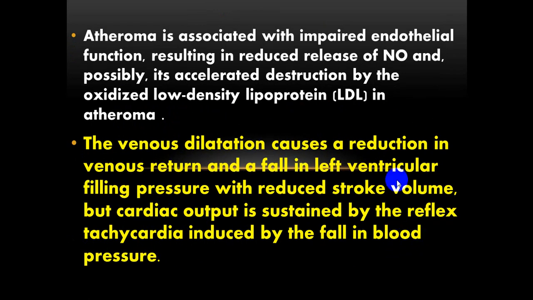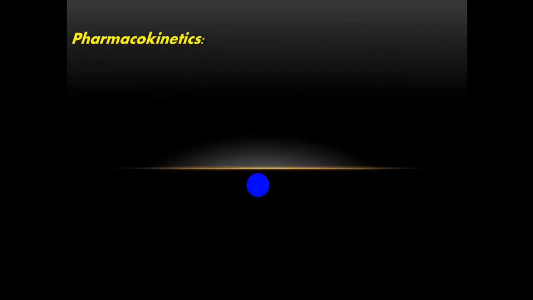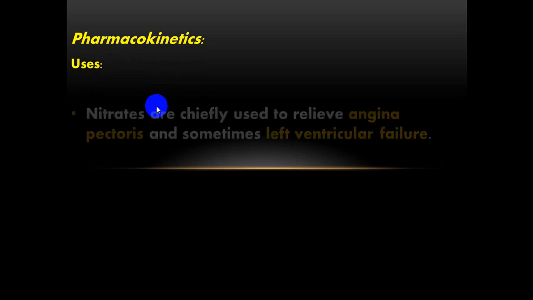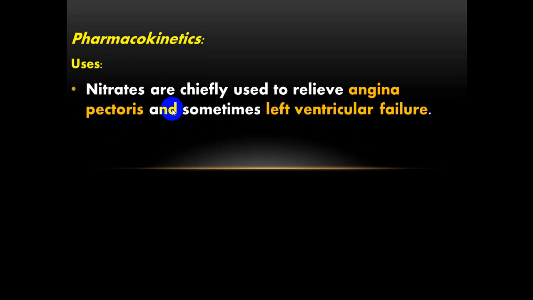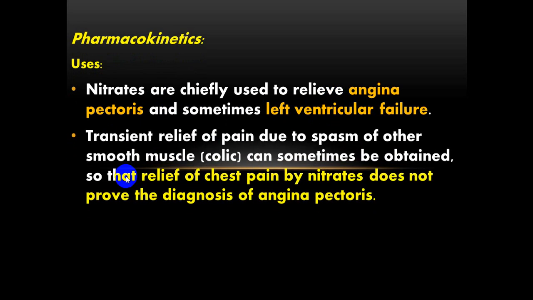So when the stroke volume is decreased, this will decrease the cardiac output. As I mentioned in the previous lectures, cardiac output is one of the parameters that control the blood pressure. When the cardiac output decreases, this will decrease the blood pressure. What about the pharmacokinetics of the nitrates? First, uses. Nitrates are chiefly used, as I mentioned, to relieve angina pectoris and sometimes left ventricular failure.